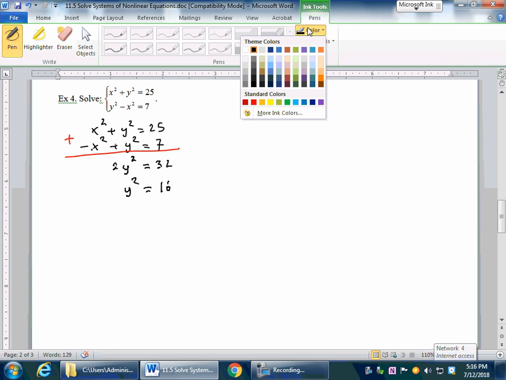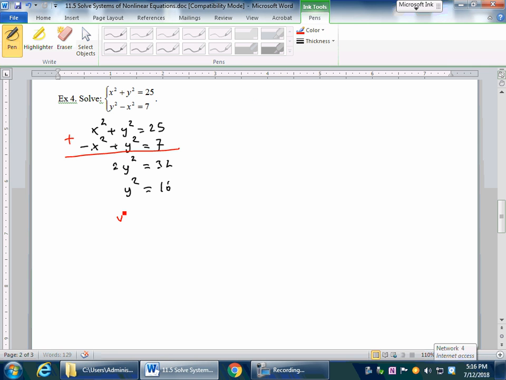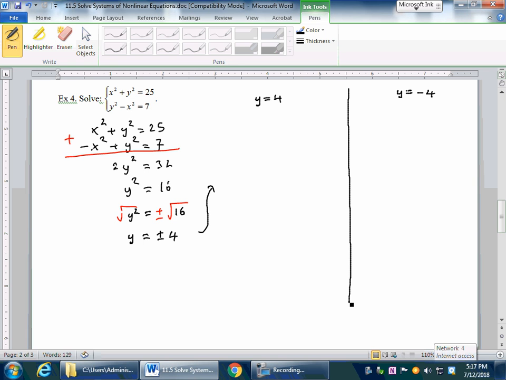When you take the square root on both sides using the square root property, y squared is equal to 16, so therefore y is equal to plus or minus 4. This tells me I will have two cases. I know that my y is equal to 4 or my y can be equal to negative 4. So we can find the solution for each case.